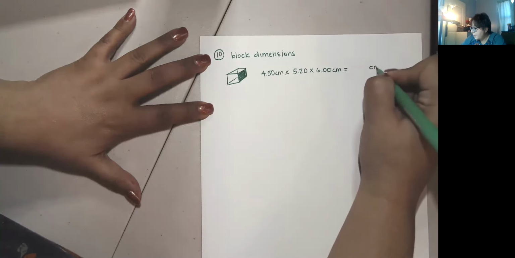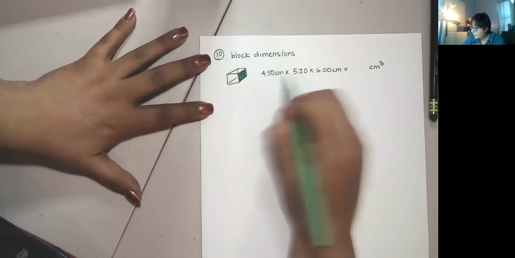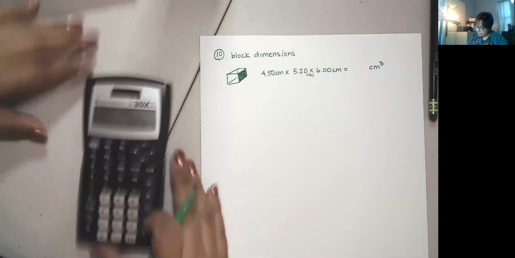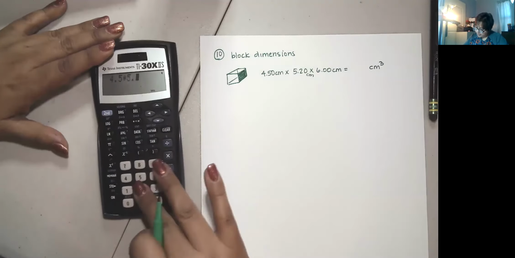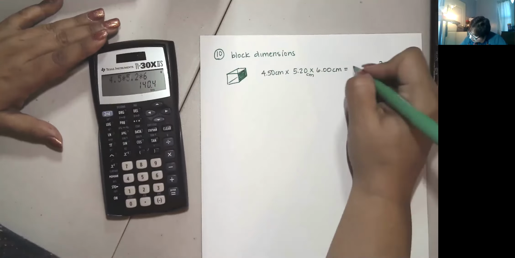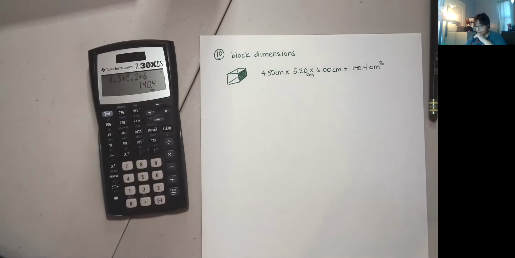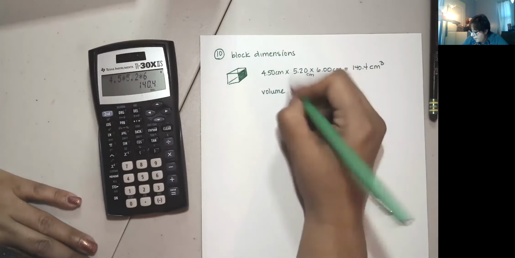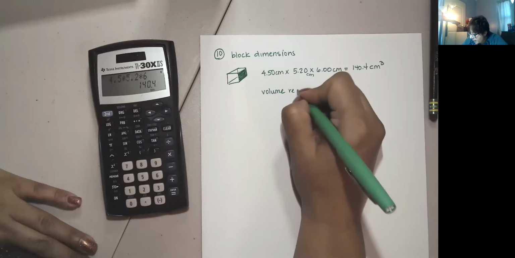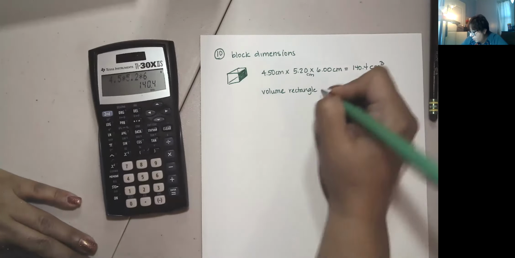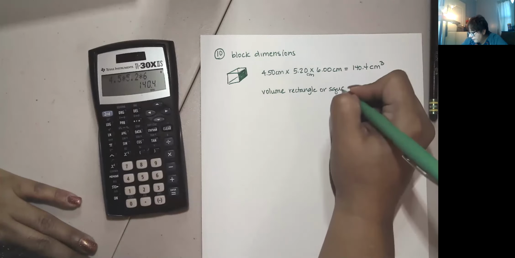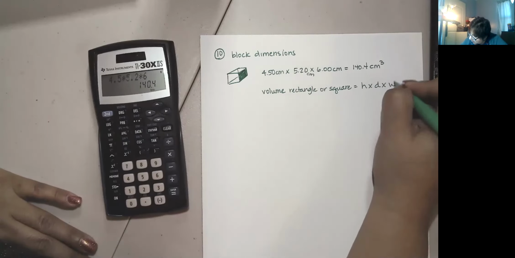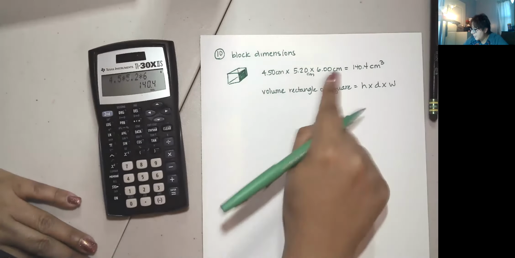So if we multiply those numbers together, that will give me centimeters times centimeters times centimeters, which is centimeters cubed. So 4.5 times 5.2 times 6, that is 140.4 centimeters cubed. Remember that the volume of something like a rectangle or of a square, it's simply going to be height times depth times width. And that's what we have here, height times width times depth.